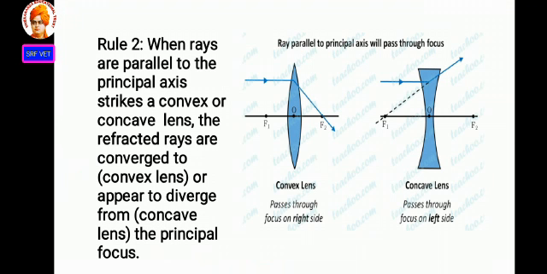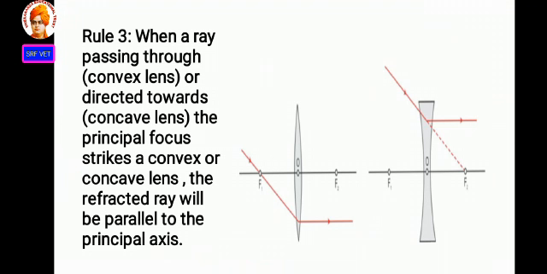Second rule: when rays parallel to the principal axis strike a convex or concave lens, the refracted rays converge to or appear to diverge from the principal focus. Okay. Rule 3: when a ray passing through or directed towards the principal focus strikes a convex or concave lens, the refracted ray will be parallel to the principal axis. Here F1, F2 are the principal foci, O is the optical center.